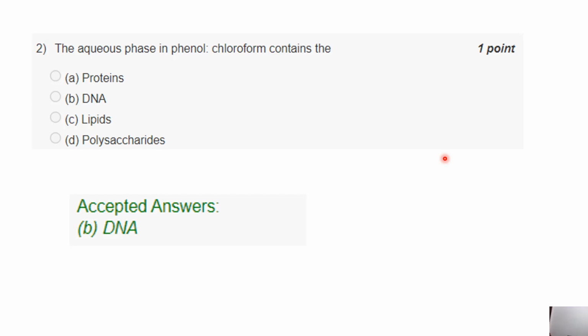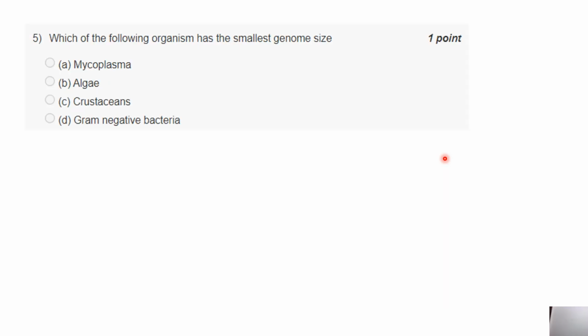Okay, so we'll move on to the next question for today. The next question is, which of the following organisms has the smallest genome size? Mycoplasma, algae, crustaceans, or gram-negative bacteria. Anybody? Mycoplasma. Okay, so, right, it's mycoplasma.